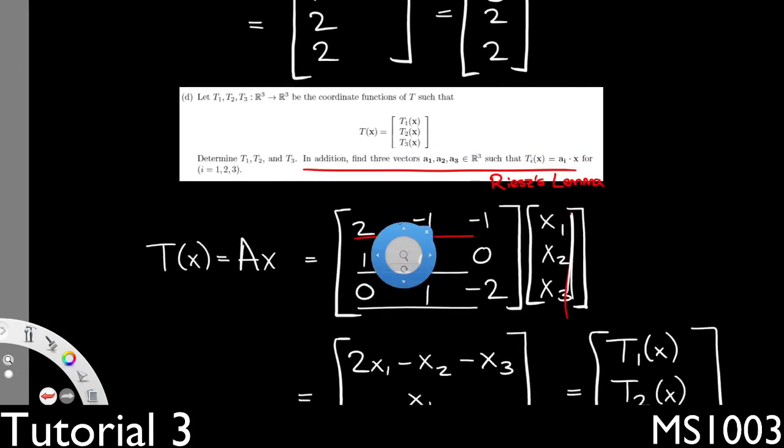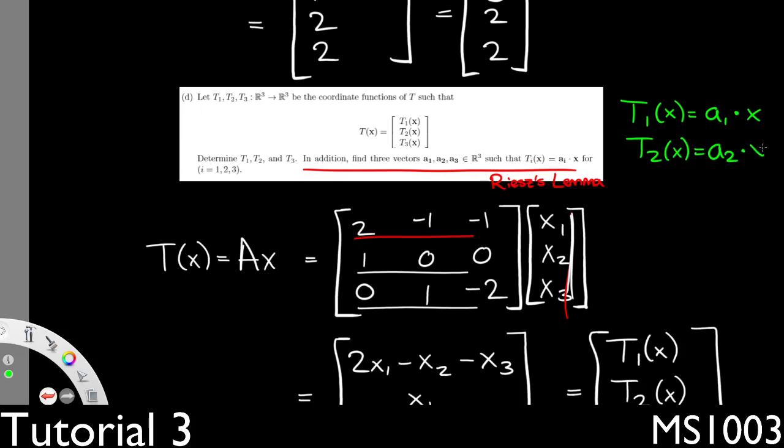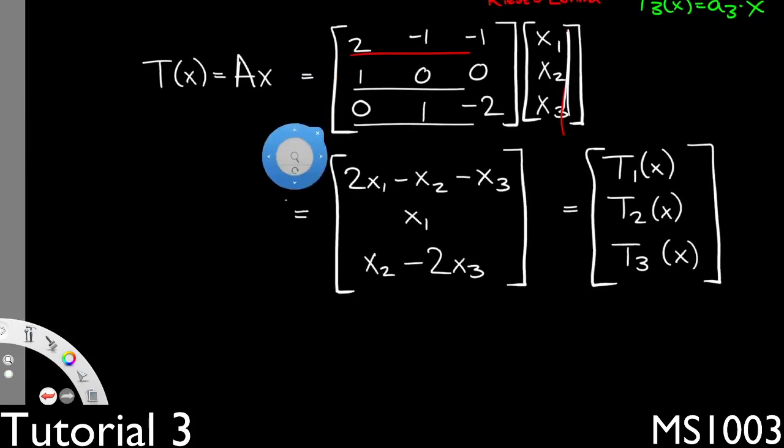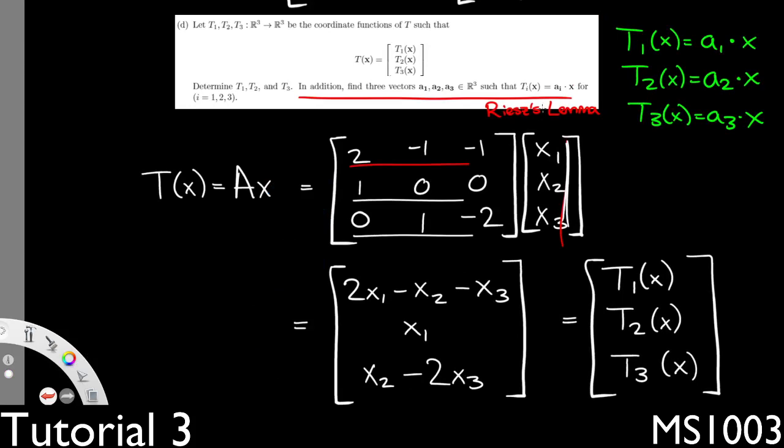And the second part of this, right, we found our T1, T2, and T3. It now wants us to find 3 vectors, a1, a2, a3, such that, for example here, I want to be able to write T1 of x as some vector a1 dot product with x, or a1 dot x. Same with T2. I want to take T2 and be able to write that as a2 dot x. Same with T3. Now, how do I do that? Well, it turns out a lemma guarantees that these vectors a1, a2, a3 exist.